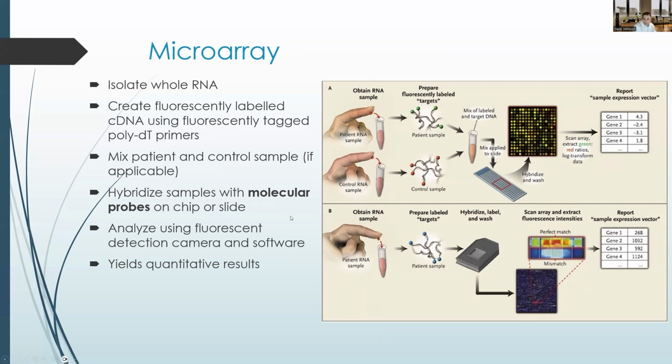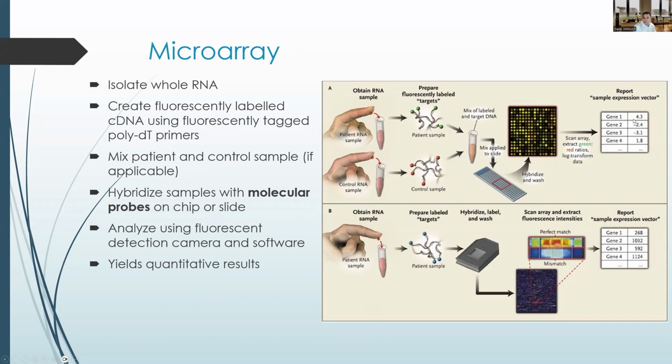You then have your labeled targets. You prepare it. You mix on the slide. You do the hybridization, the wash, and then you scan. And what you've done is you basically take, let's say that this is your control sample. This is your disease sample. Your controls are one color. Your experimental sample is a different color. And in this case, they've used red and green.